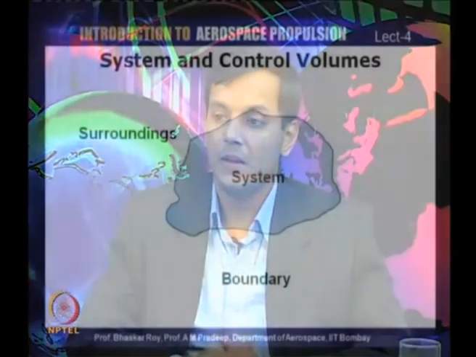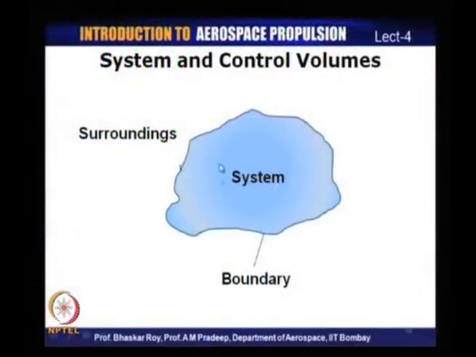Now, let us look at an example here. What is shown here is a system which is demarcated by its boundary. So, what you see indicated is the boundary of the system. This boundary separates the system from the surroundings. Surroundings refer to that matter in space which is in the vicinity of the system and which has some perceptible effect on the system, and the boundary is the one which separates the system from its surroundings.